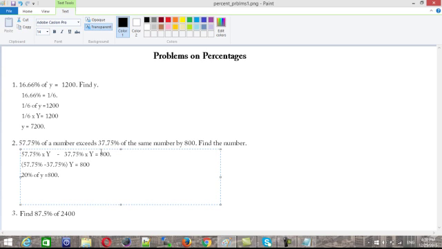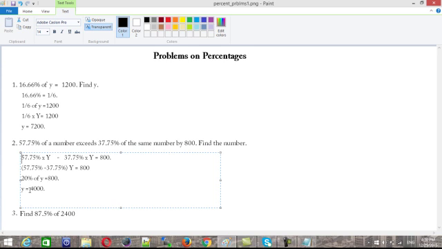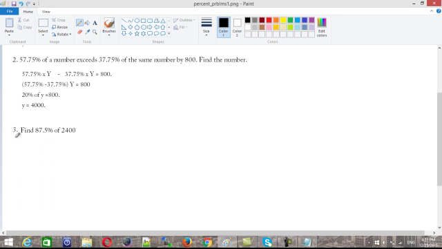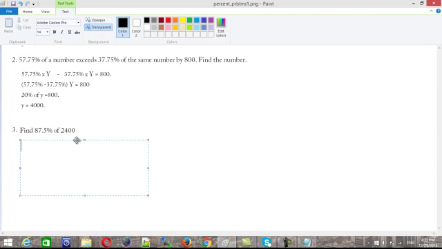So if we solve this, it becomes 20 by 100 into y is equal to 800. Then y is equal to 800 into 100 by 20. If we solve that, it becomes 4000. So this is the solution. y is nothing but 4000. And now the third problem is find 87.5% of 2400.